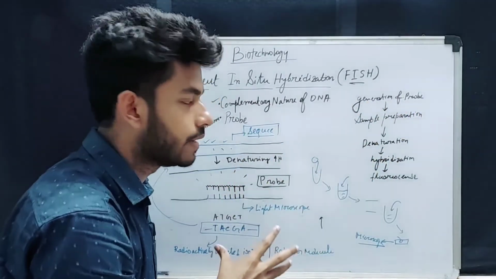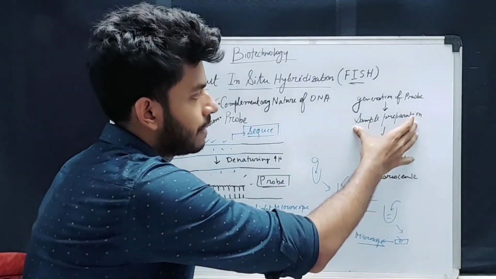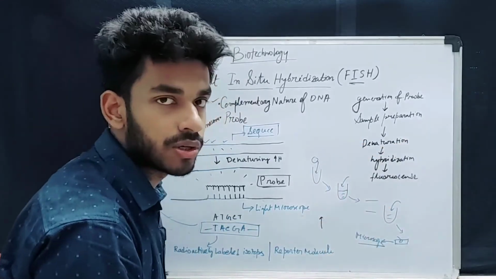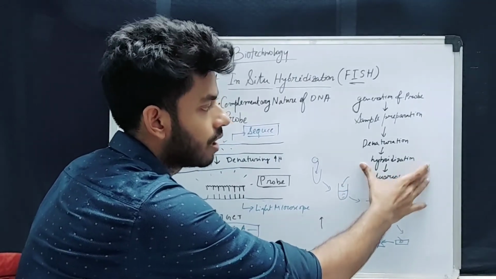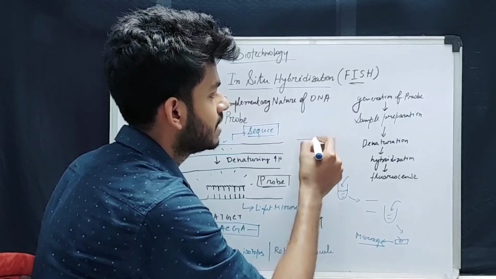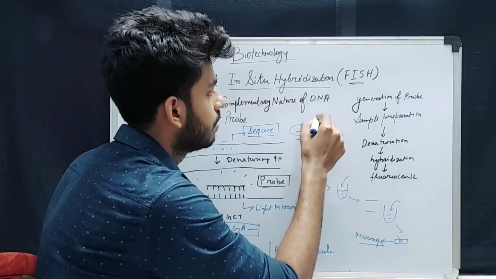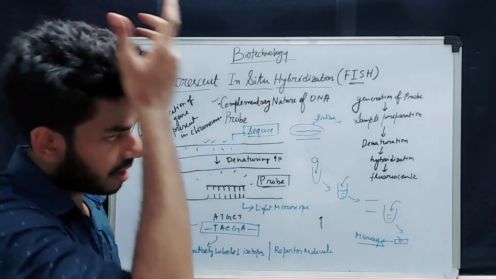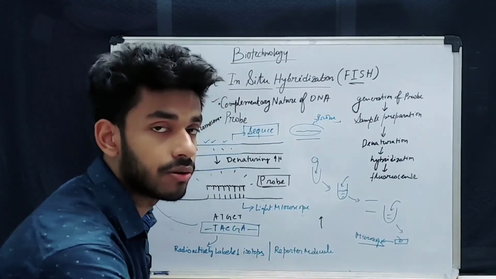So this is how fluorescent in situ hybridization is performed, and the steps follow: generation of the probe, which we have developed, and then sample preparation, which we have prepared. Then denaturation of the DNA, that is separating the double strands. Then hybridization occurs. Hybridization means you are hybridizing a DNA strand with a modified base, in this case our probe. And then the results appear by fluorescence or any of the signals that you have taken.